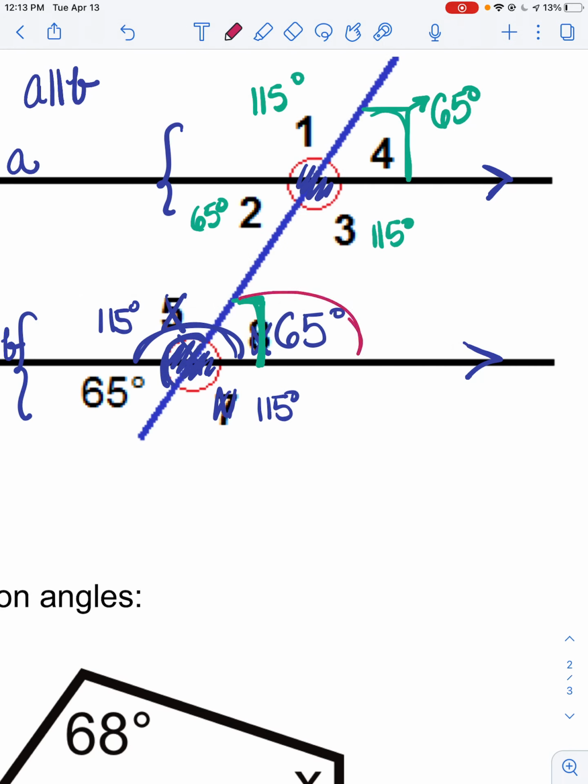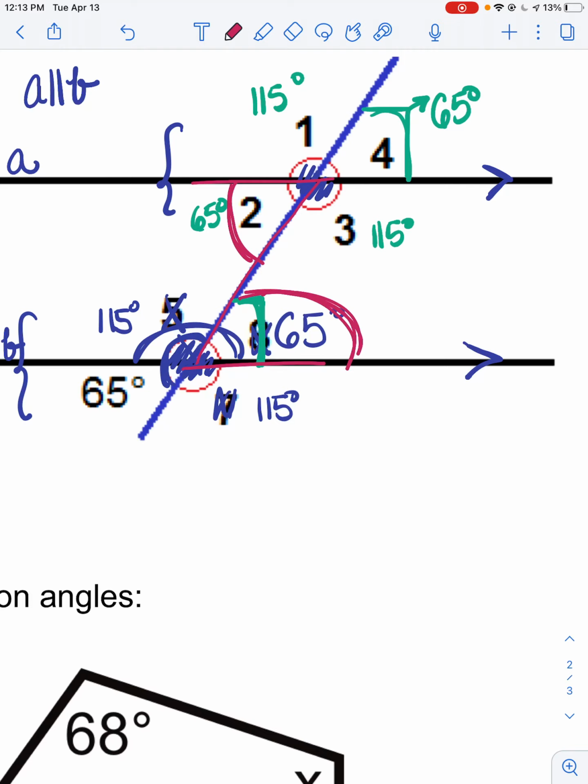I could say that this angle here, angle 8, is an alternate interior with 2. That must mean that they're congruent. Do you see they make that Z shape? Meaning that angle 2 has to be 65. And then from there, I could jump my way through to 1, 4, and 3. So there are actually a lot of ways I could have done this.